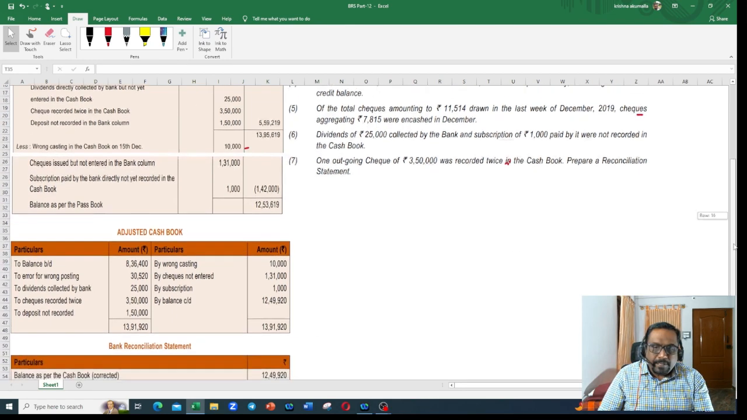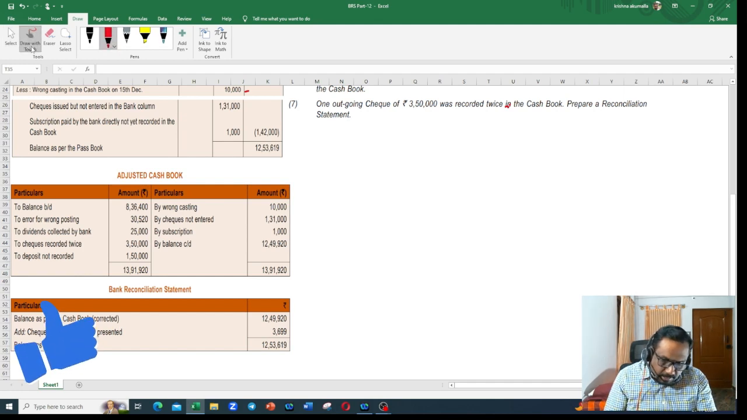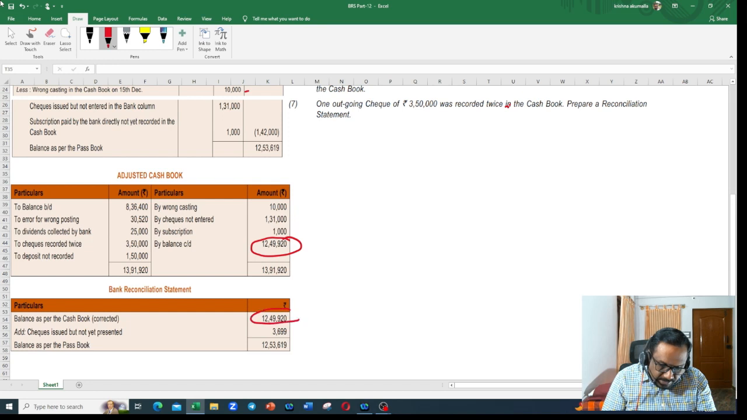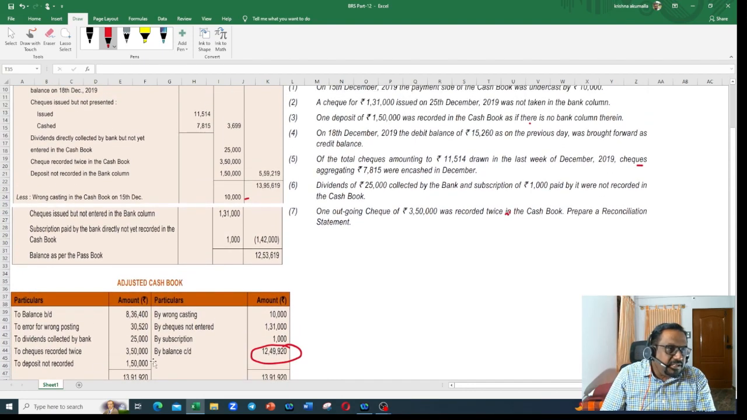So we need to prepare the bank reconciliation by taking adjusted cash book balance into account. So let us take that balance. Now, what is the adjusted cash book balance? We arrived here 12,49,920. Same balance you take, 12,49,920. Now, let us go through each and every point to understand what are the points we need to consider as a part of reconciliation, because majority of the transactions are already adjusted in the cash book. So let us go through that.